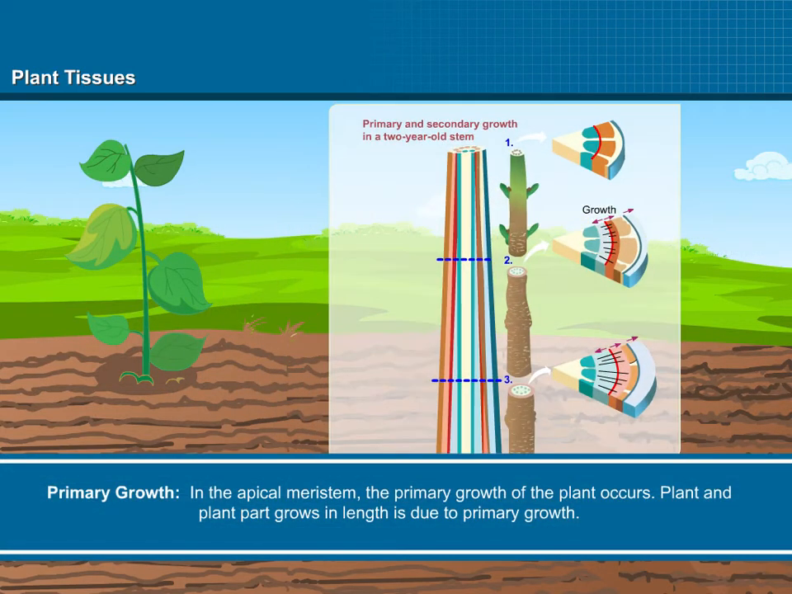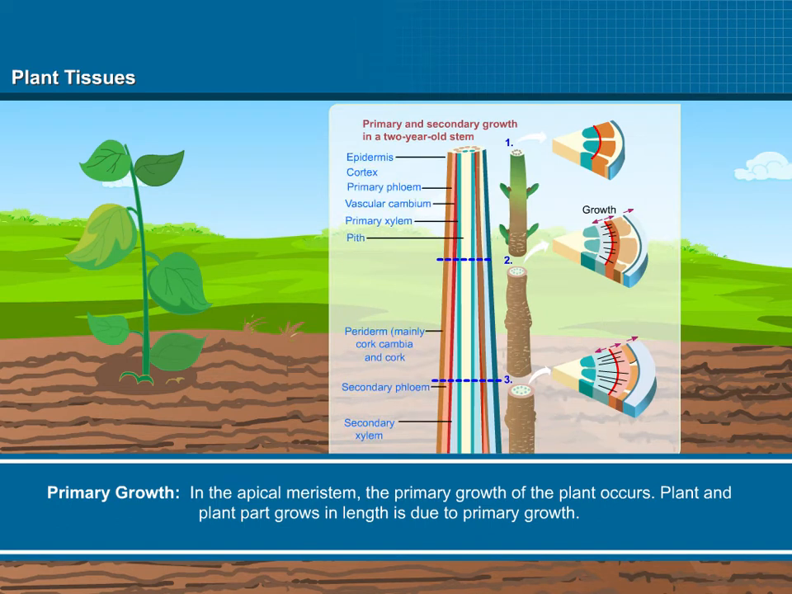Primary growth. In the apical meristem, the primary growth of the plant occurs. A plant or plant part growing in length is due to primary growth.